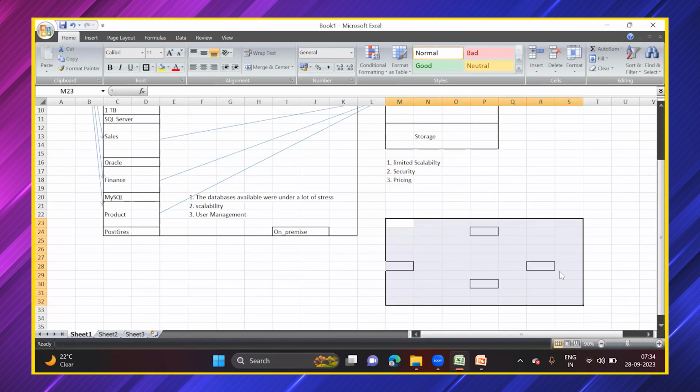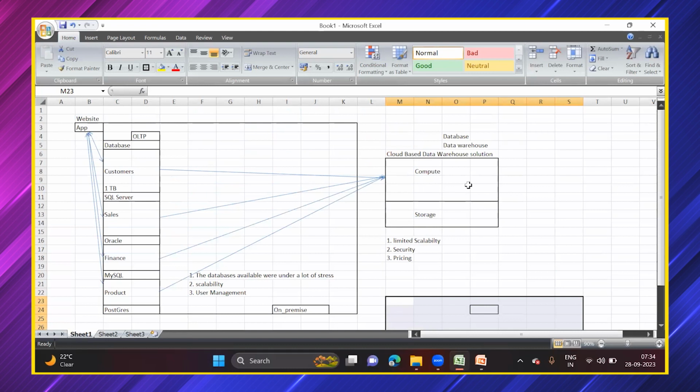But if you talk about the Snowflake data warehouse or the cloud-based solution, the things are managed. That is one thing you will see very often. So these are managed systems.